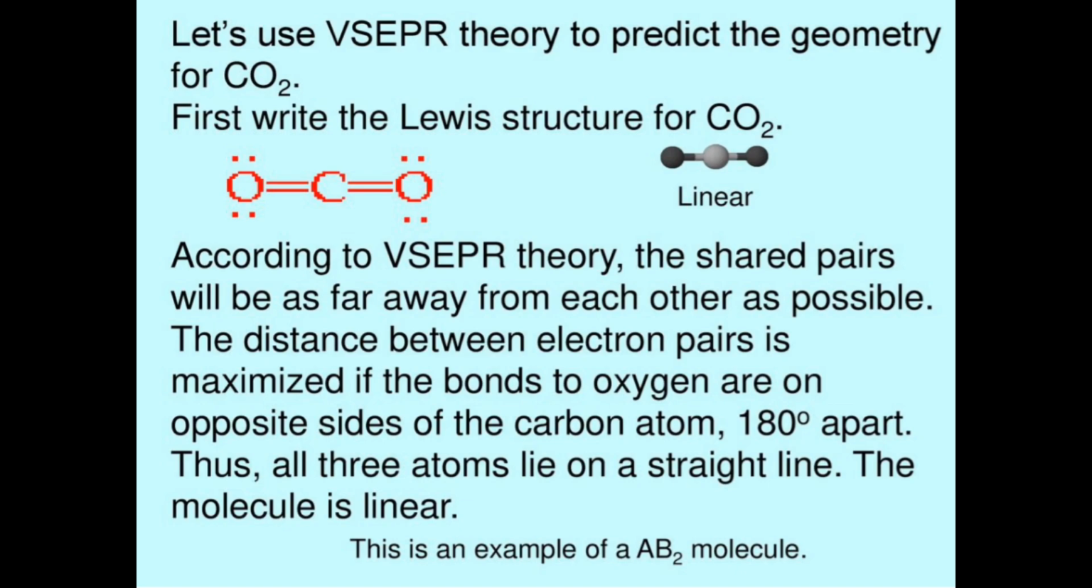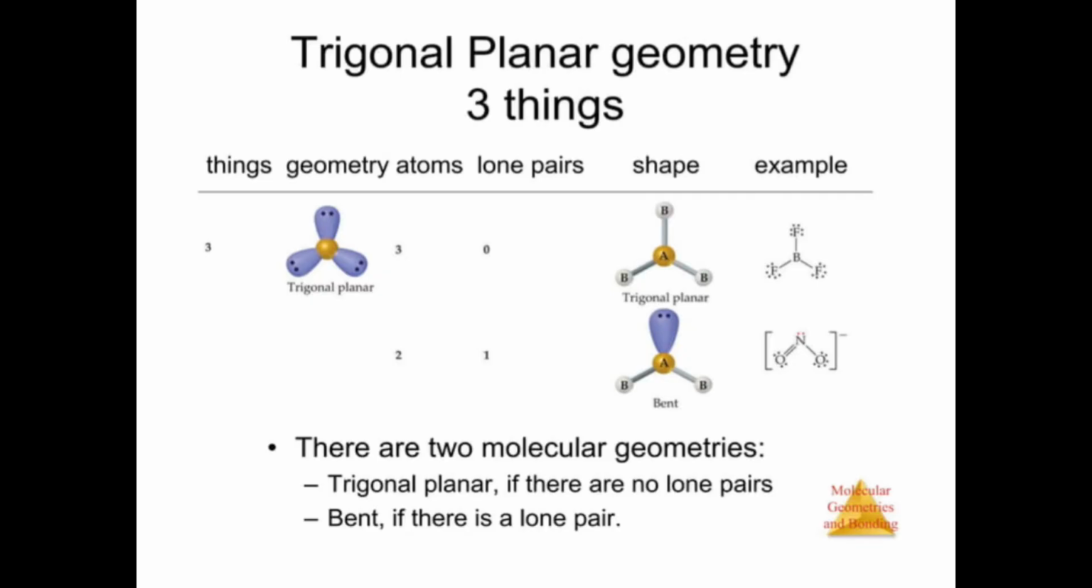So therefore all the 3 atoms must lie on a straight line. That's why we're having a linear molecule. So it follows what is called an AB2 molecule, A representing carbon, and B2 meaning that we have 2 oxygens there. You have an AB2 molecule. So that's how VSEPR explains it.